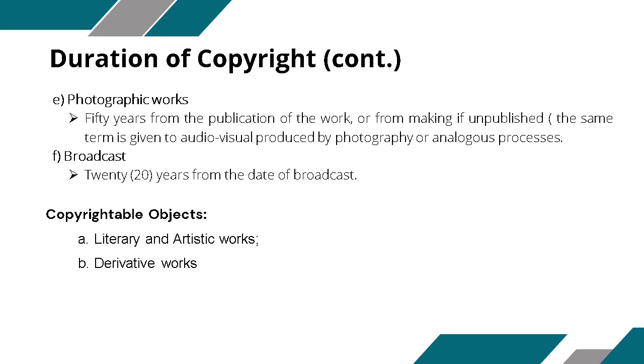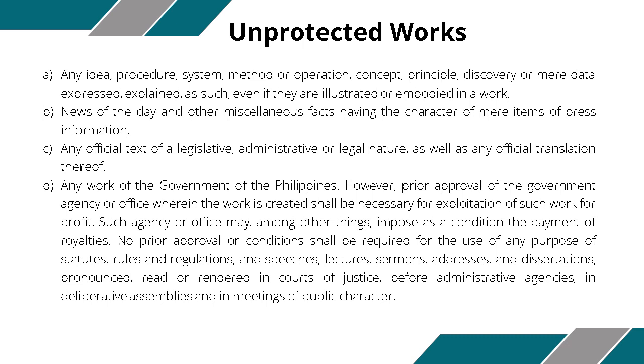Okay. Let us ask, what are copyrightable objects? On the copyrightable objects, we have A, literary and artistic works, and B, derivative works. Now the unprotected works. A, any idea, procedure, system, method, or operation, concept, principle, discovery, or mere data as such, even if they are illustrated or embodied in a work. What else? News of the day and other miscellaneous facts having the character of mere items of press information.